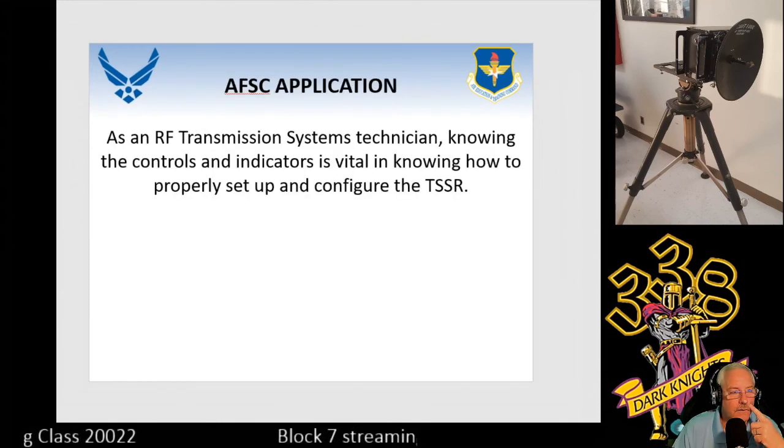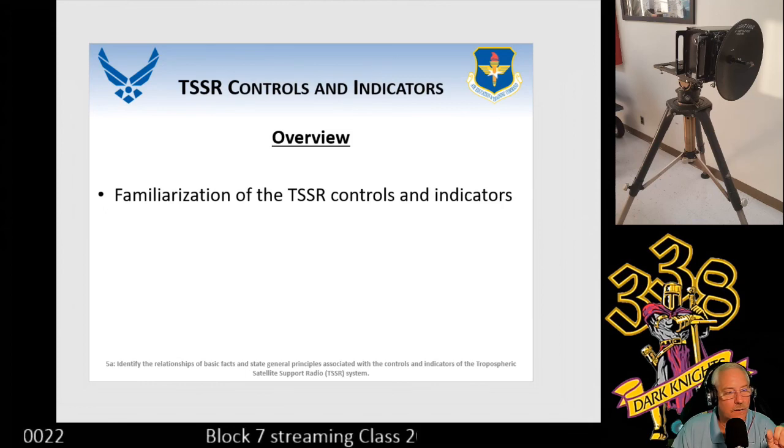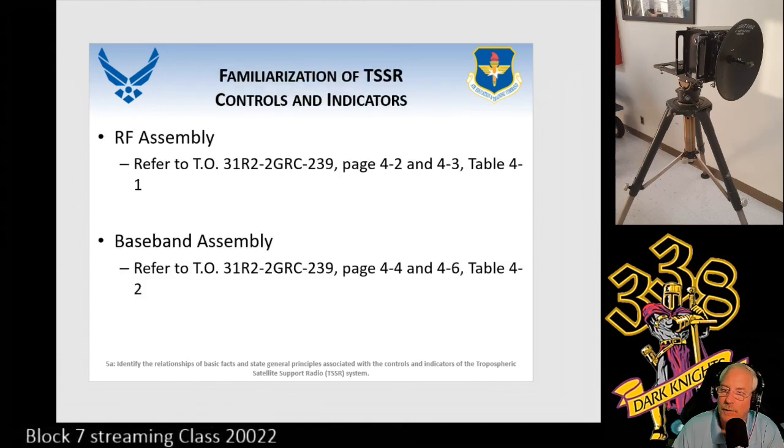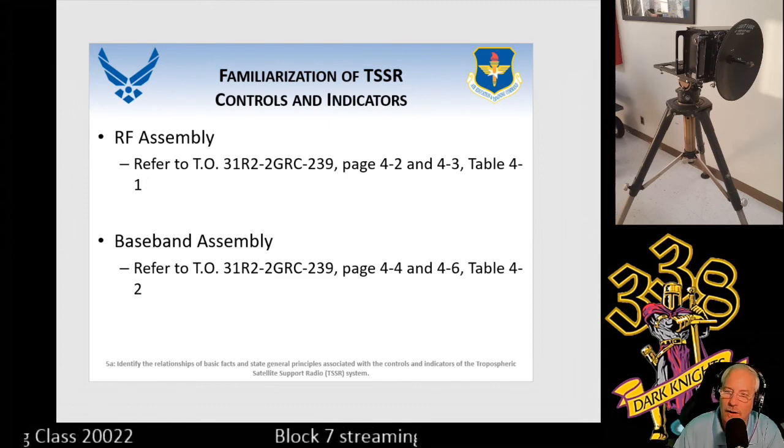Yes, sir. All right. So you're going to play with the Tisser over the next couple days here. The whole idea is you will be pretty fluent on those controls and indicators. So remember the table that I showed you earlier? There you go. 4-1 and 4-2 controls and indicators. Everything you need to know about those controls and indicators is on that table. 4-1 being the RF assembly, baseband assembly being 4-2. Any questions?